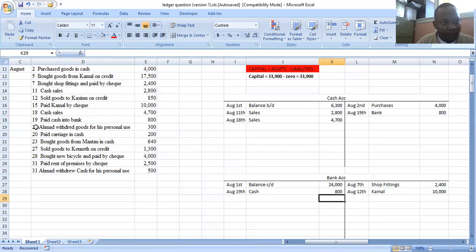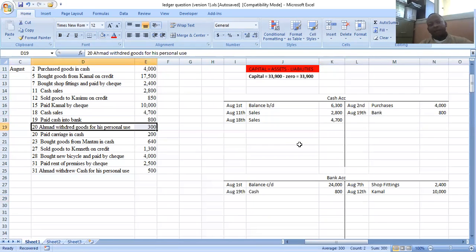We proceed. On August 20th, Ahmad withdrew goods for his personal use. So the two accounts here are drawings and purchases. Drawings is a deduction in capital, purchases is an expense. Drawings being a deduction in capital is supposed to be debited. So you debit drawings, and purchases, being an expense that is going down, we credit. So you debit drawings and credit purchases.